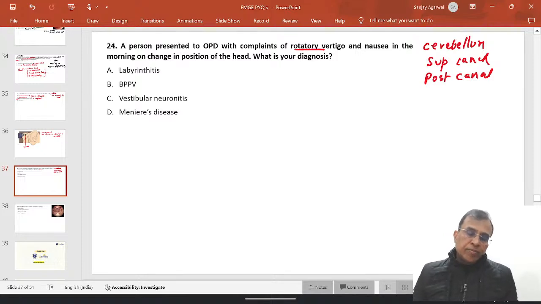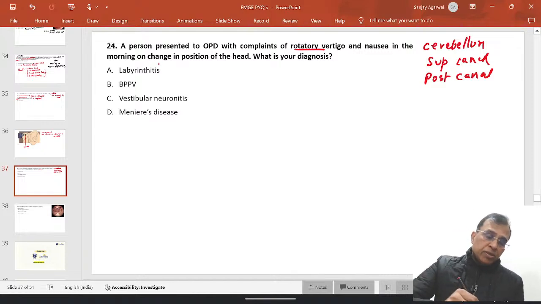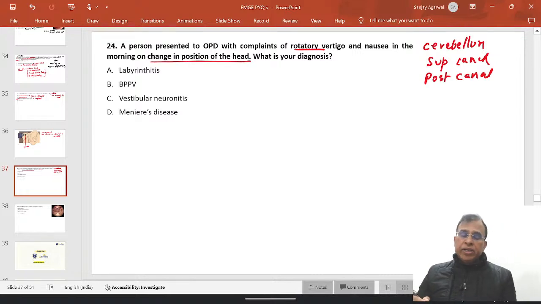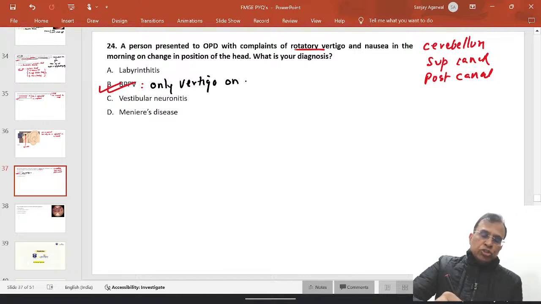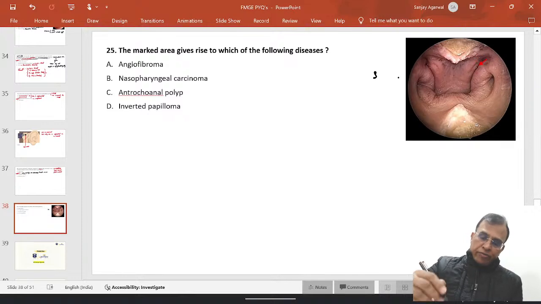They can all cause rotatory and vertical vertigo. So which of the following condition can cause rotatory or vertical vertigo and nausea in the morning on change of position of the head? So this vertigo is only happening when the patient changes the head position, and this typically happens in BPPV. BPPV patient has only one symptom. What is the only symptom? Only vertigo. There is no other symptom on changing the head position, and the vertigo in this case lasts less than 20 seconds. It's momentary vertigo.